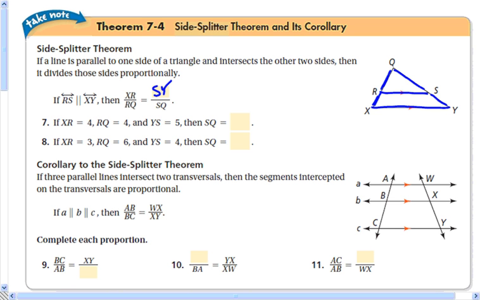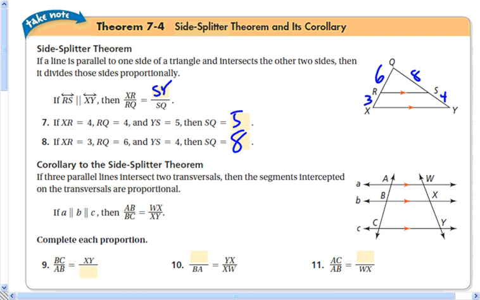So if XR is 4 and RQ is 4, and we know YS is 5, then the ratio of this side, which is 4 over 4, is 1, has to equal the ratio of this side, which would be 5 over 5. Or if RX is 3 and RQ is 6, then the ratio of those two sides is 1/2. If YS is 4, then to get 1/2, we would have to have 8 for SQ.